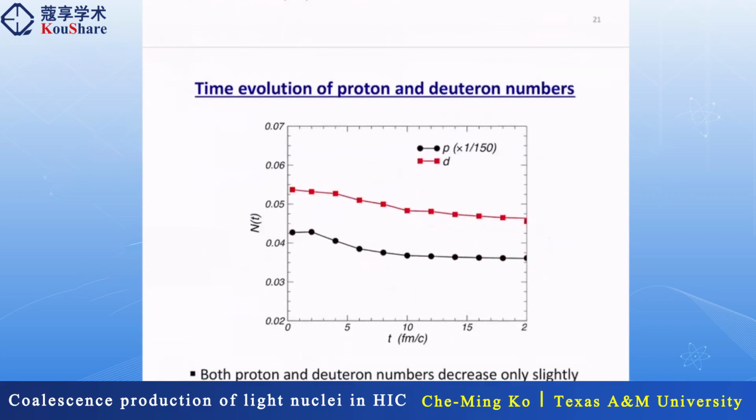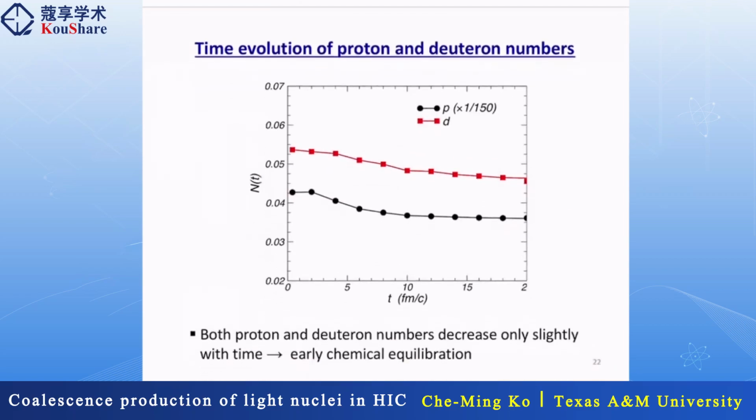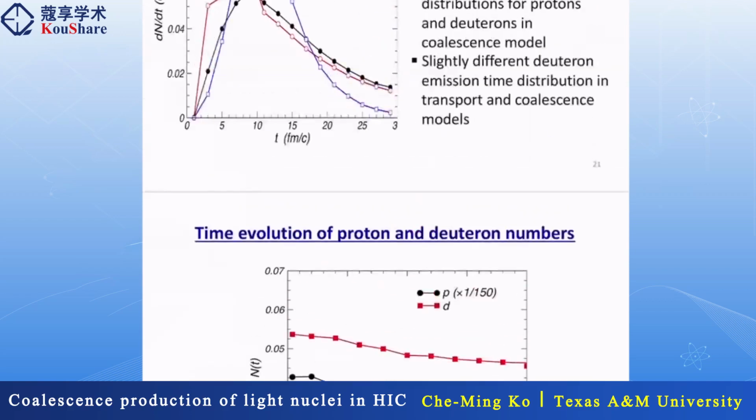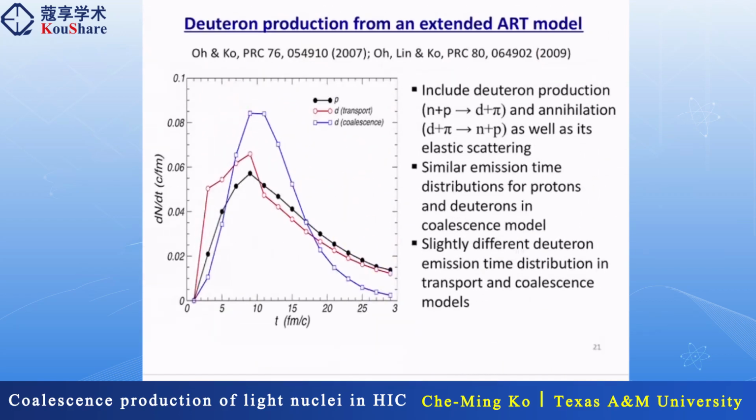Then we also look at how the deuteron number and proton number change as a function of time during the hadronic stage of relativistic heavy ion collisions. The proton number doesn't change much, and the deuteron number also doesn't change very much. So both deuteron and proton decrease only slightly with time, showing early chemical equilibration. I think our problem for the deuteron is that we have a small cross section, only 10 millibarns, right?